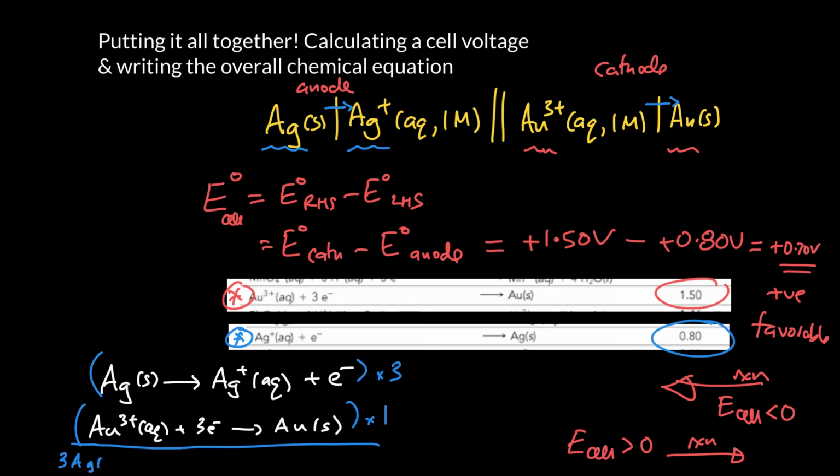So now we get 3 silvers plus 1 gold 3 positive. And I like to write my 3 electrons over the arrow because we're going to use those in a second, even though they don't really belong in the equation. That's useful information. We tripled the first one, so we have 3 silvers, and we just multiply the second one by 1, so we just have 1 gold. So we can double check this is balanced. 3 silvers, 1 gold, 1 gold. Charge is 3 positive, charge is 3 positive, so that is about as balanced as it gets.